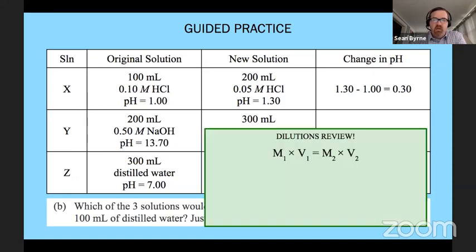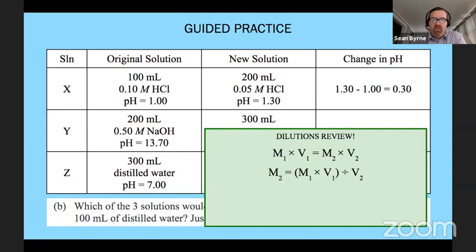And so we'll do a quick dilutions review here. Remember that the equation for a dilution is dependent on the fact that the number of moles of solute does not change. So we can say M1 times V1 is equal to M2 times V2. This equation is given to you on the equation page, so it's not something you need to memorize, but it is a really handy one to use in multiple instances.